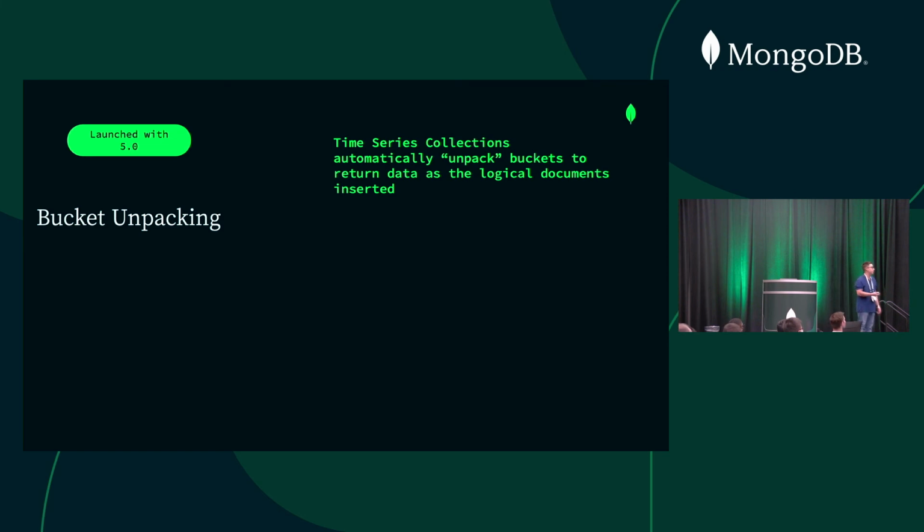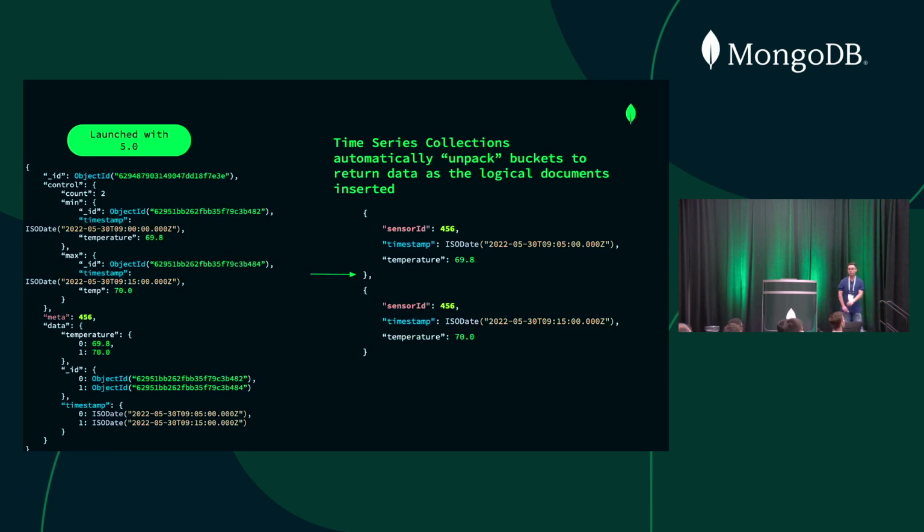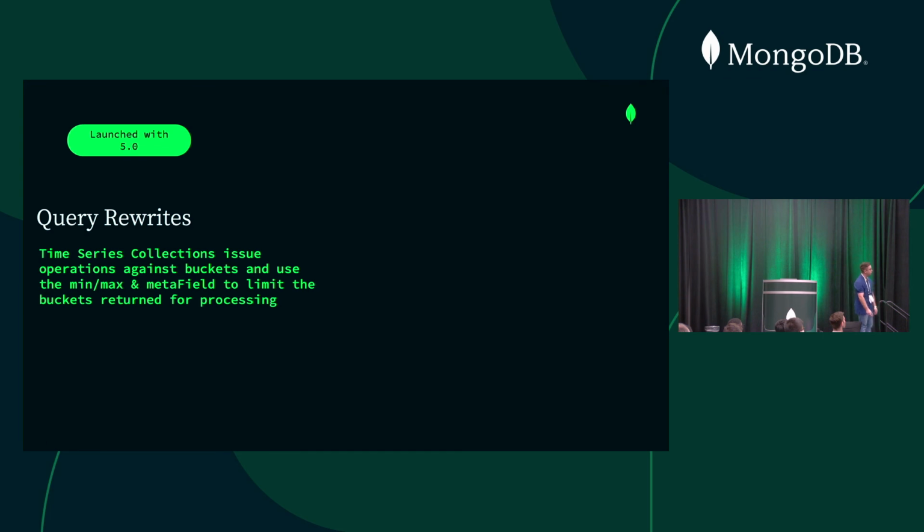And this is simply just going to unpack these buckets, or if you're familiar with the $unwind operation, very similar. It's going to take the bucket, and it's going to return your documents back as you would expect, and you don't need to know about it. As we talked about, the query rewrites are really about issuing operations on the bucket collection as you issue them on this materialization layer we provide.